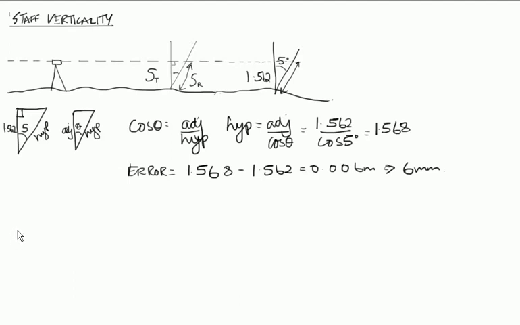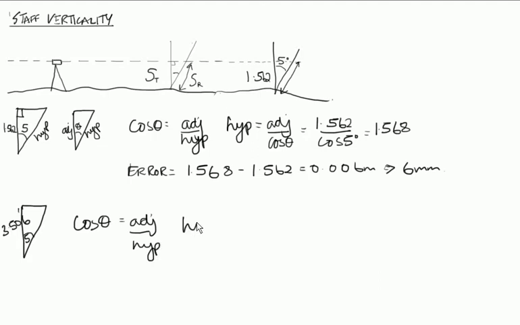So let's do another experiment. See what would happen if the staff was a bit more extended and you were reading further up the staff. So let's say the true value is 3.506. And again, let's say it's the same angle, 5 degrees. So we'll just put the numbers into the same formula.